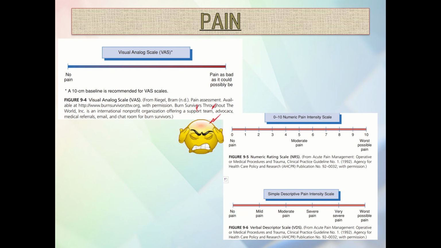We ask our patient to rate how painful it is. 0 is no pain, 5 is moderate and 10 is the worst possible. So this is the one we commonly use, the numeric rating scale. And then we have the verbal descriptor scale. So no pain, mild pain, moderate, severe, very severe, and worst possible. So we ask the patient which of these it is.